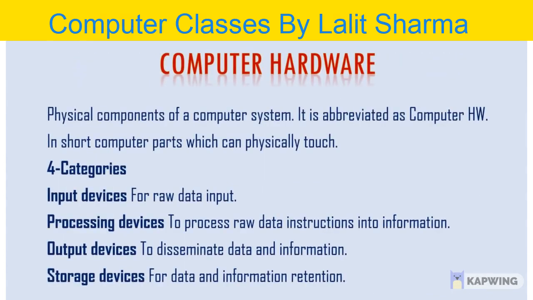Computer hardware is physical components of a computer system. It is abbreviated as computer HW or HW. In short, computer parts which can physically touch.